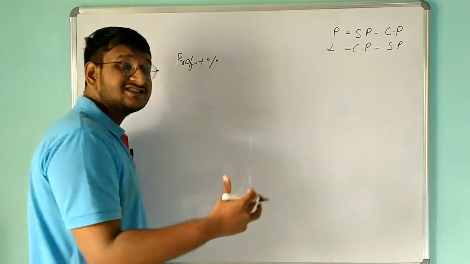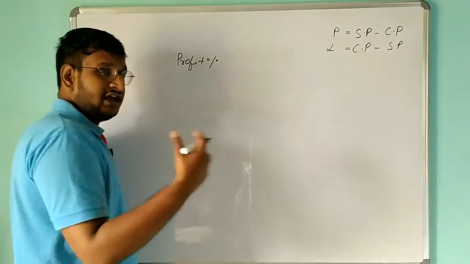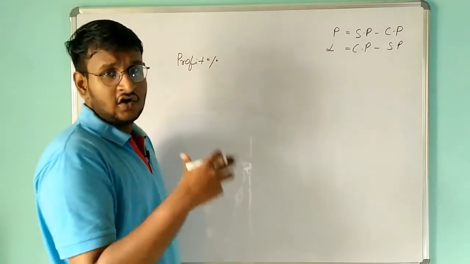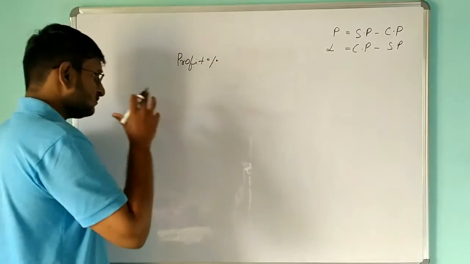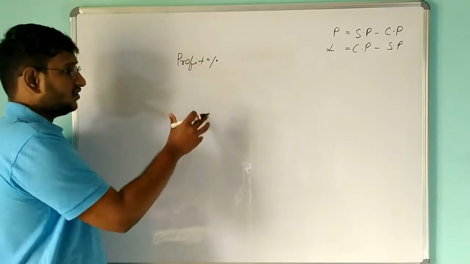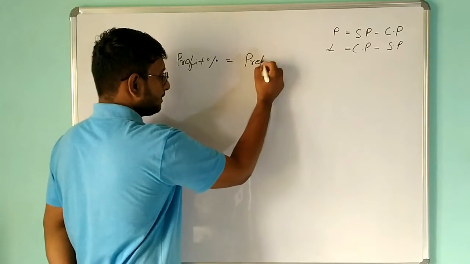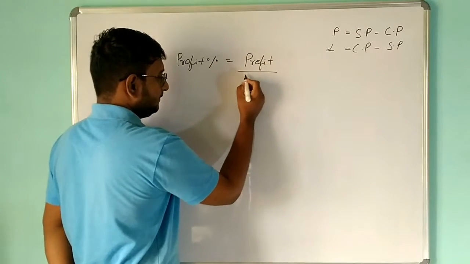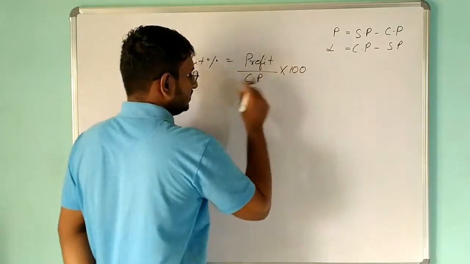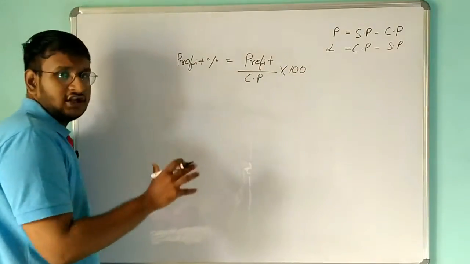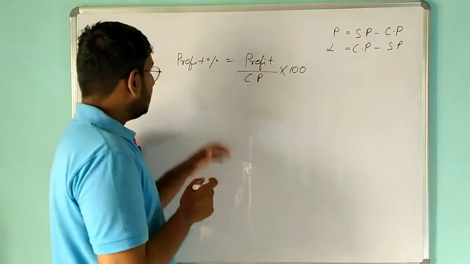In some questions they will ask what is the profit percentage that he had gained, or they will ask what is the loss percentage by doing this transaction of the customer. In that case we need to use these kinds of formulas. This formula is: profit percentage is equal to profit divided by cost price, into 100. That is CP into 100. This is the formula that you need to use in order to find the profit percentage.